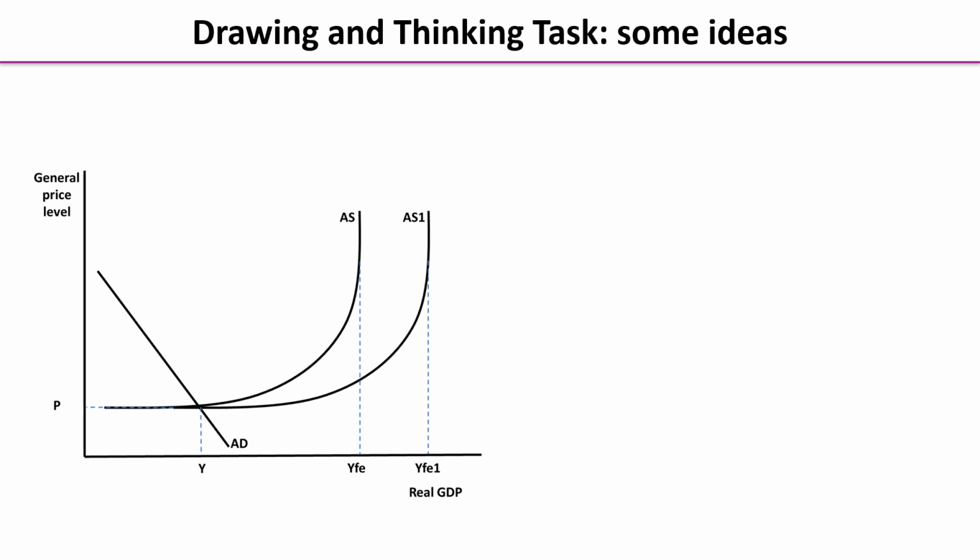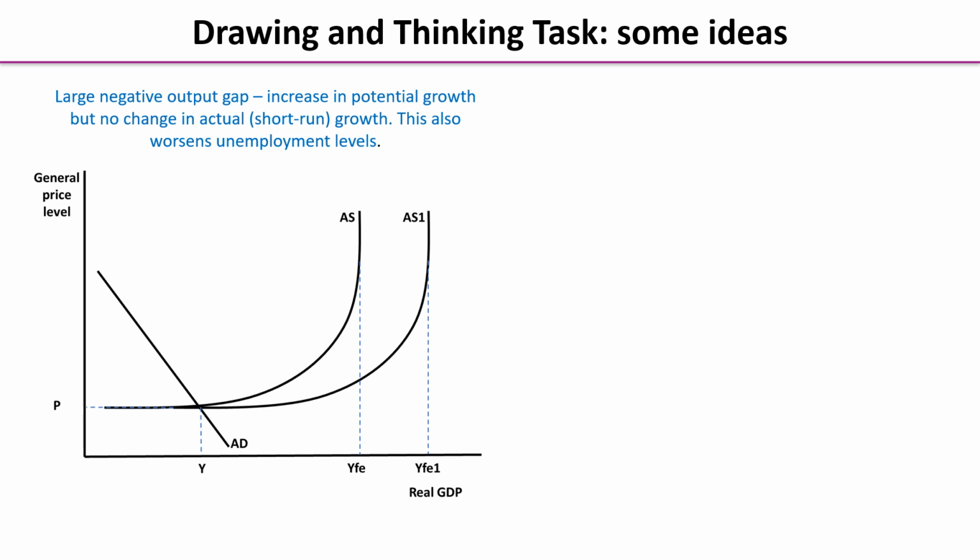And then we shift the aggregate supply curve out to AS1. And as a result, we can see that there is an improvement in the potential growth in the economy. We could be producing at YFE1 if we were using all of those resources. But because aggregate demand is at a low level and hasn't shifted, we still have the same level of output. There's no change in real GDP and no actual short-run growth, which may also even worsen unemployment levels.